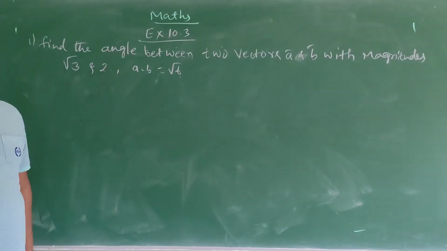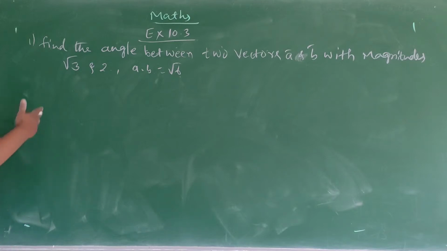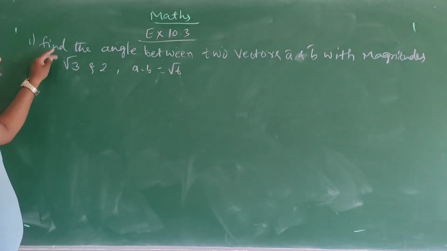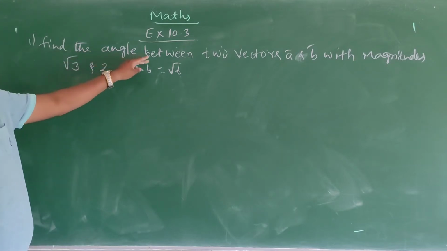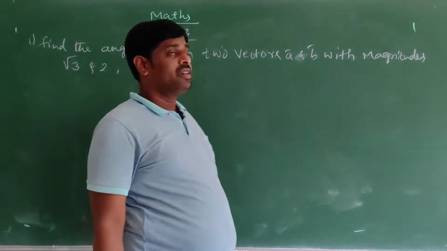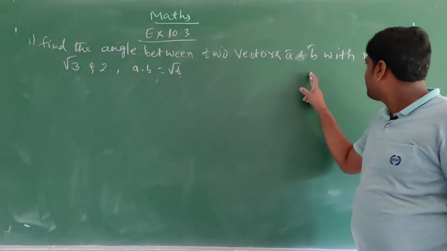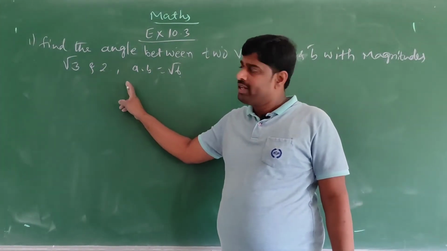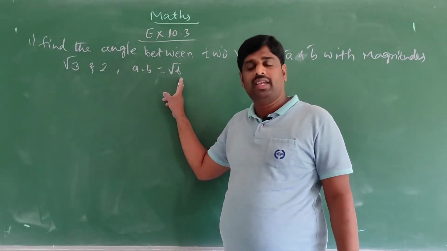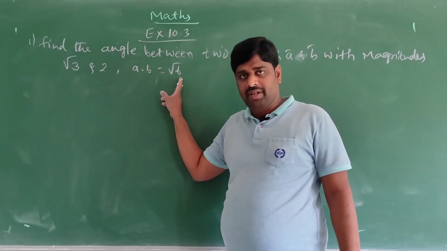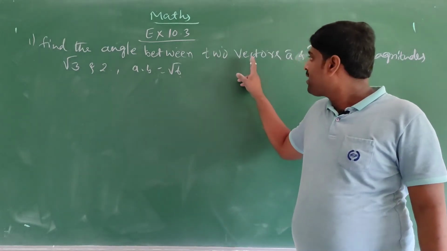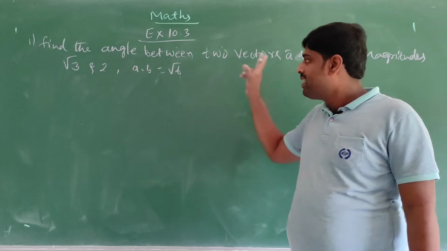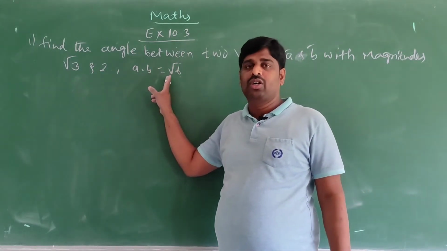Next, exercise 10.3. We will discuss problems on exercise 10.3. First problem is, find the angle between two vectors A bar and B bar with magnitudes √3 and 2. A bar dot B bar is √6. That means magnitude of A bar is given, magnitude of B bar is given, A bar dot B bar is root 6.